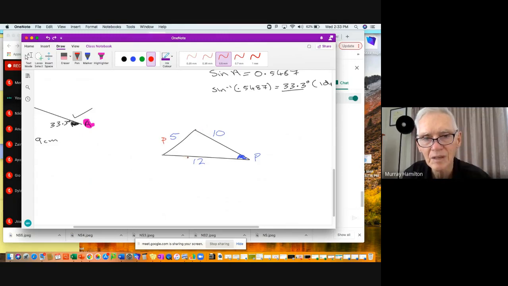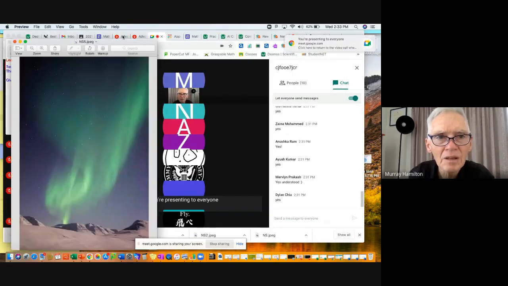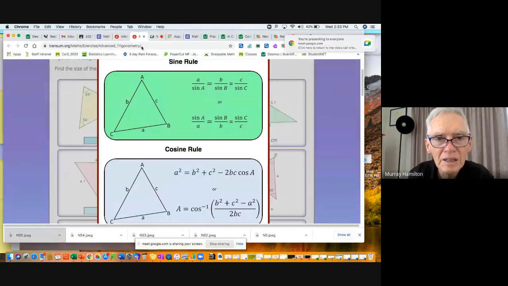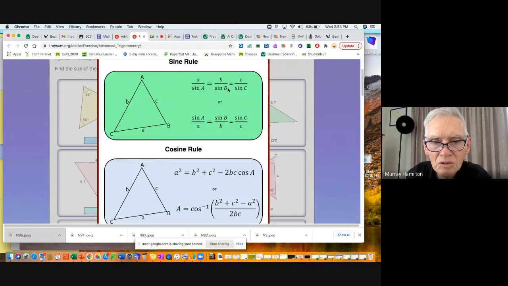But notice I haven't got any angles in terms of numbers. I'm finding an angle. So let's go back to our formulas here. For the sine rule, I need to have 2 angles. So I'm not going to use the sine rule. For the cosine rule, I need to have 1 angle, so I can't use this form. But when I'm finding an angle, I only need 3 sides. So I'm going to use this one.